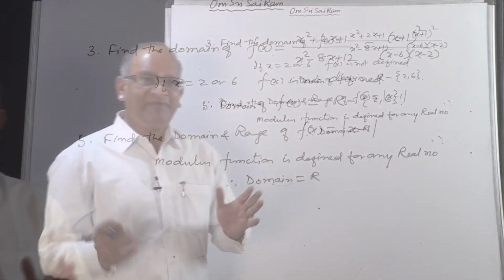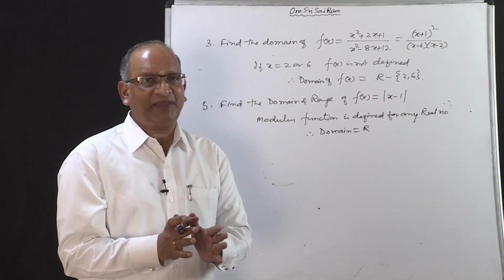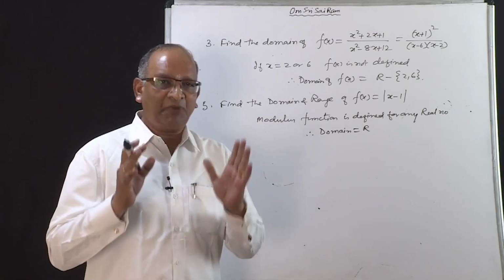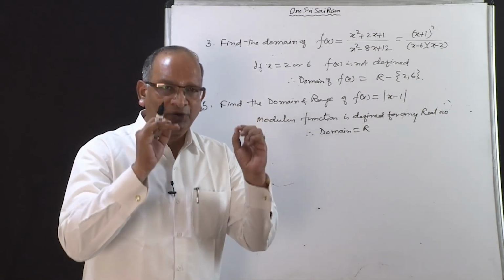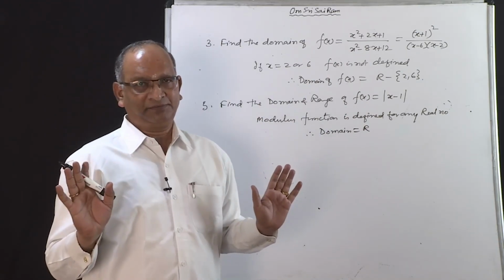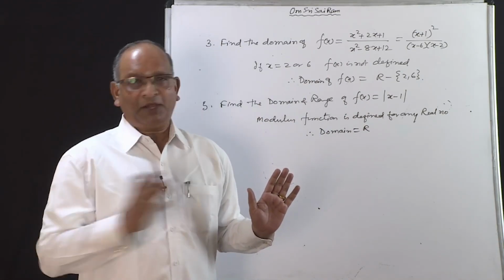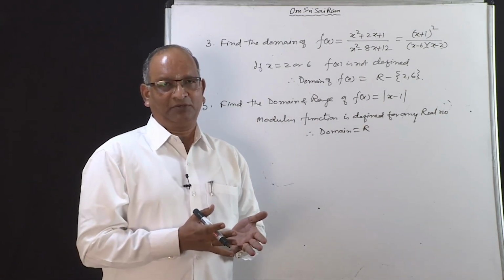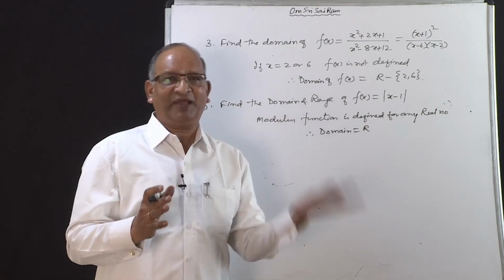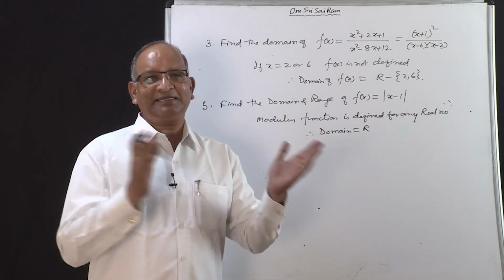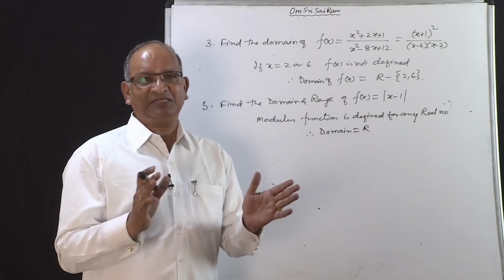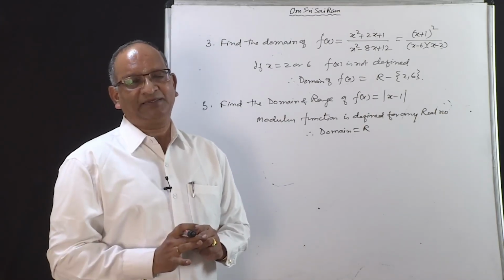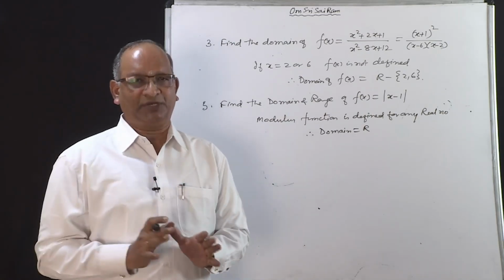Range means what? When we substitute different values of x, what are you going to get? Since it is a modulus function, you are only going to get positive numbers. You are not going to get a negative number, because that is what the modulus function is all about. Modulus of minus 5 is 5. Modulus of minus 10 is 10. Modulus of x minus 1 is x minus 1. So whatever you substitute for x, finally you are going to get a positive number.